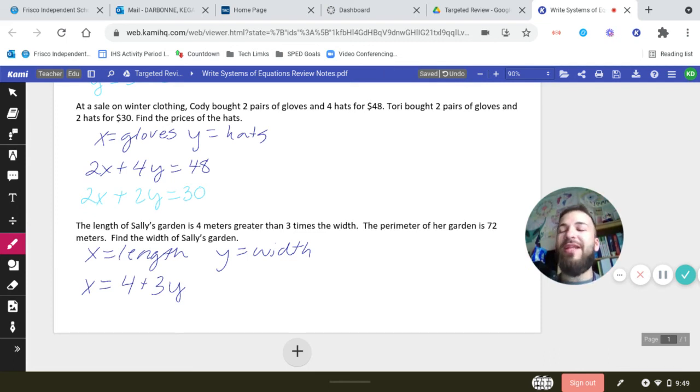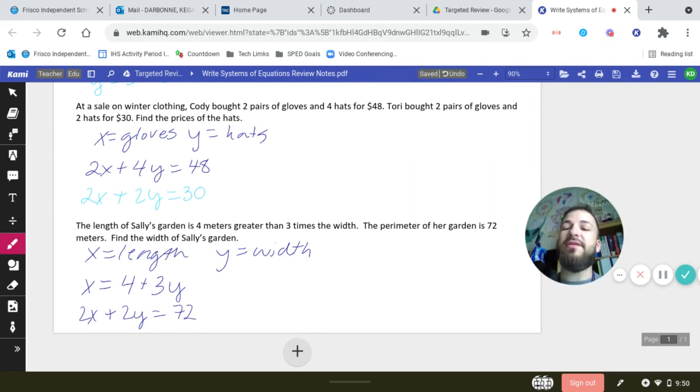So you just read it like you're writing a math problem. You're just trying to know what to add, what to multiply by. So the length is equal to 4 meters greater, so 4 plus 3 times the width, so 3 times Y. Okay. The perimeter of her garden is 72 meters. So perimeter is just equal to length plus length plus width plus width. Okay. So that would be 2 length plus 2 width is equal to the perimeter. So 2 times the length plus 2 times the width is equal to the perimeter.